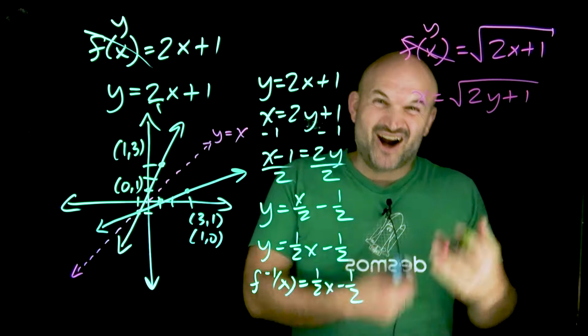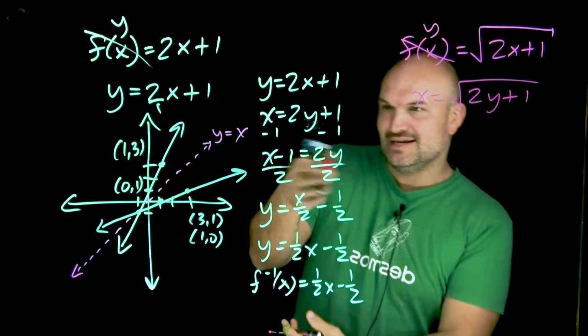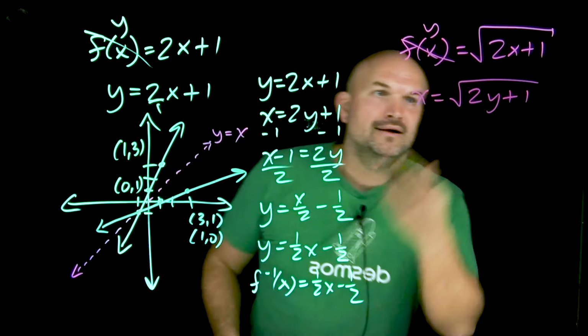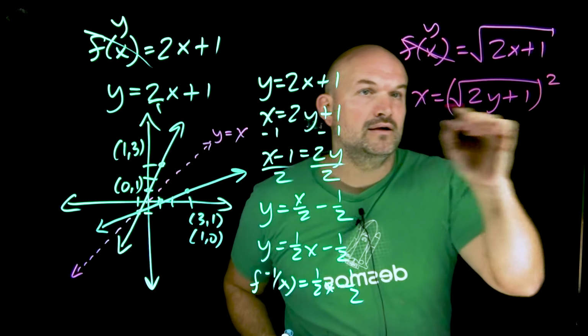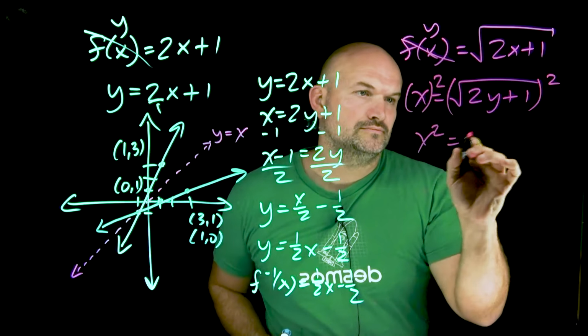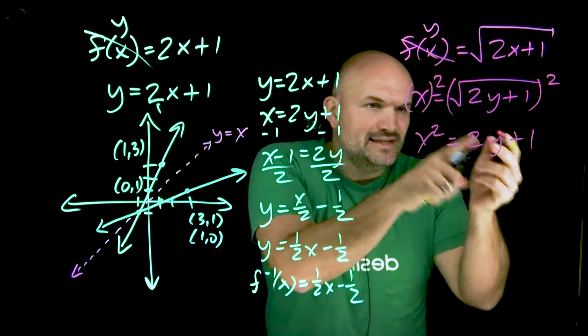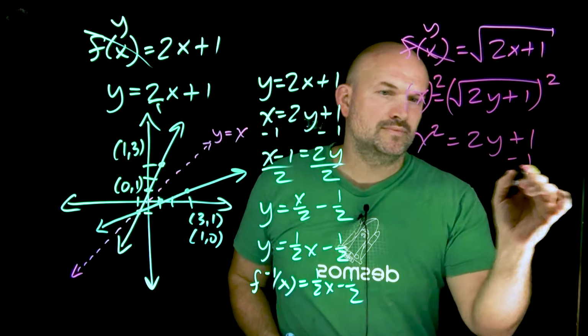Our inverse operations are a little bit more difficult here. It's not just subtracting and dividing. Now what we need to do is simply undo the square root, which is going to be squaring both sides. And now we can get to the subtract 1, divide by 2.